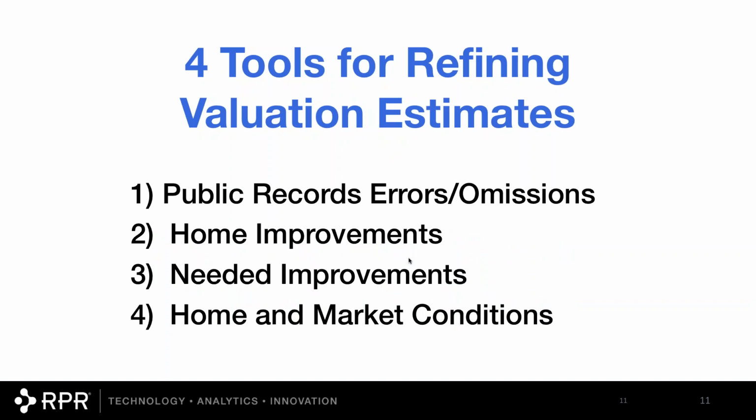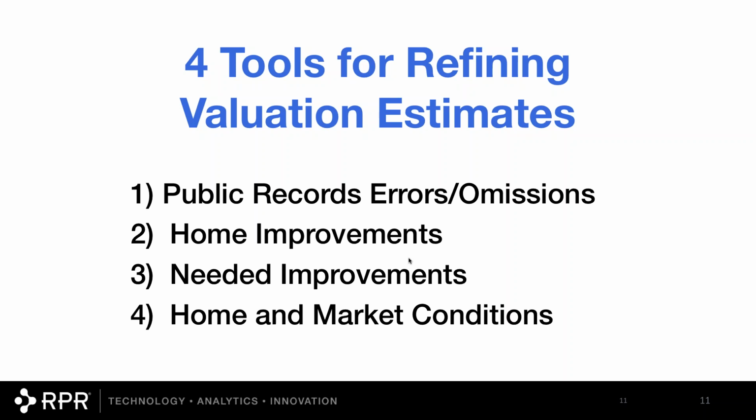Based on the home improvement that the homeowner has told you about, you can go in and refine the value based on those improvements. Needed improvements. You know, lots of times the homeowners want to put it on the market for full price, but yet they don't want to do some of the things that they need to make it even available for the market. And then based on your market expertise, you got the home and market conditions that you can go in and refine the value based on those as well.